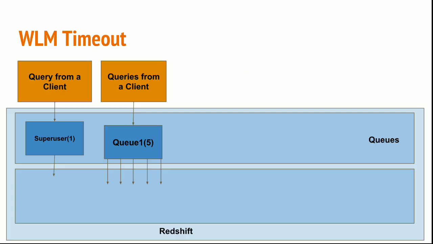The timeout parameter specifies the amount of time in milliseconds that Amazon Redshift waits for a query to execute before either cancelling or hopping the query. The timeout is based on query execution time and doesn't include time spent waiting in the queue.